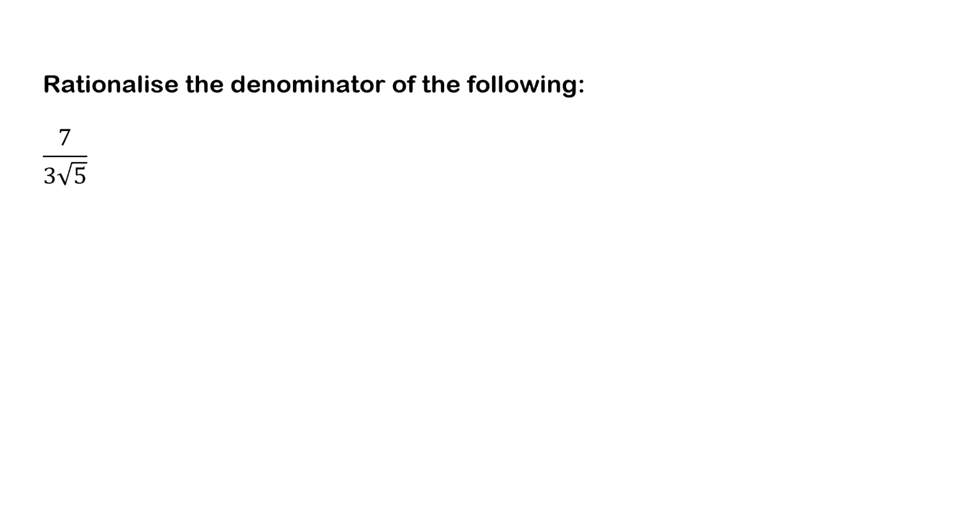First things first, as always, I like to rewrite my question. Here we know that we have a surd on the bottom, so that means that this is an irrational denominator. We want to make it rational, so we don't want any surds on the bottom. That is the goal. To do that, we need to multiply the top and the bottom by the surd.